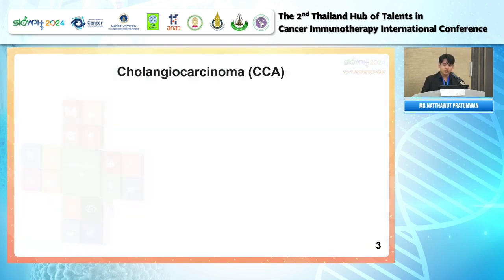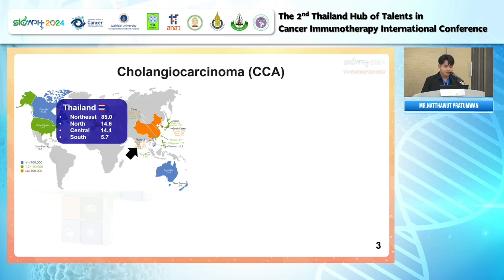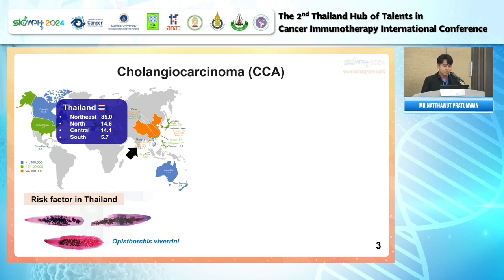Beginning with cholangiocarcinoma. Cholangiocarcinoma is an epithelial cell malignancy that has varying incidence worldwide. In Thailand, especially in the northeastern regions, it has the highest incidence, or the highest number of cases, of CCA. And the risk factor for CCA in northeastern Thailand is the liver fluke, Opisthorchis viverrini.